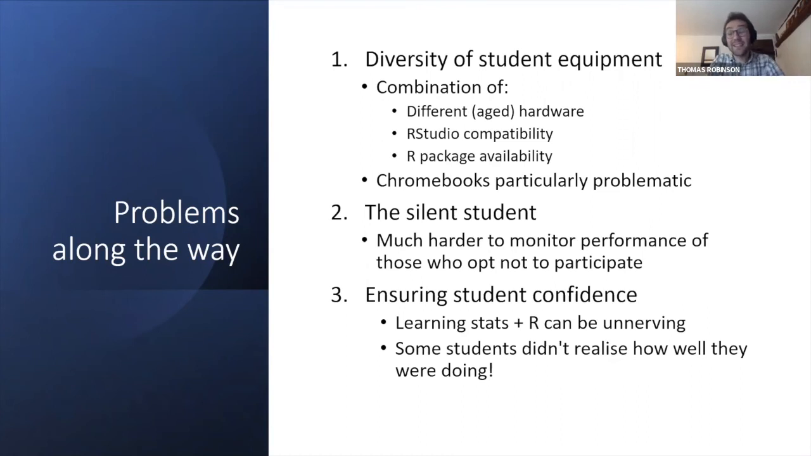In a sense, that's just because learning stats is always going to be a bit unnerving when you start. It was unnerving for me, and you just need that positive reinforcement that what you're doing is actually the right thing and it's working. And these students just didn't realize how well they were doing.